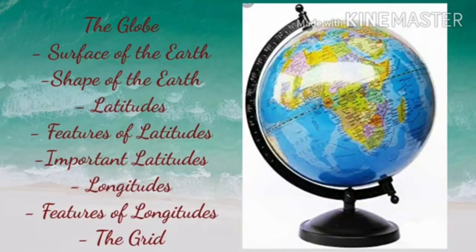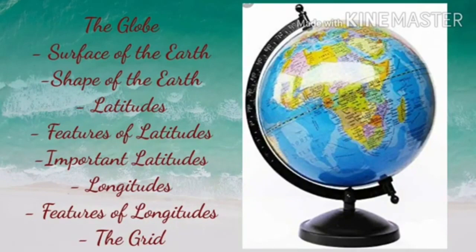Then shape of the earth. Children, what is the shape of the earth? Yes, the shape of the earth is a sphere. Children, can you see the whole globe at a time? No, we cannot see the whole globe at a time. Children, we can only see half of the globe. Yes, isn't it? So, if you want to see the other side of the globe, we have to turn the globe. Like the earth, the globe rotates about its axis.